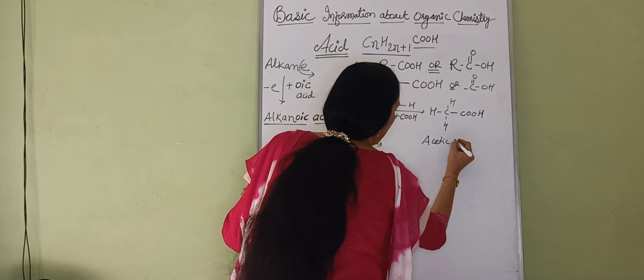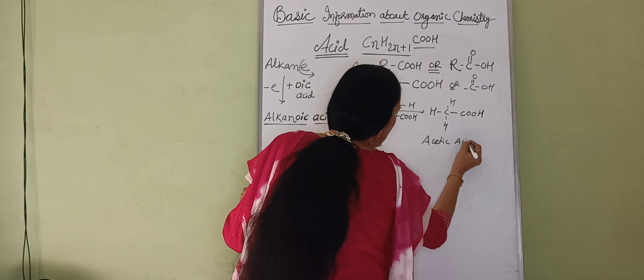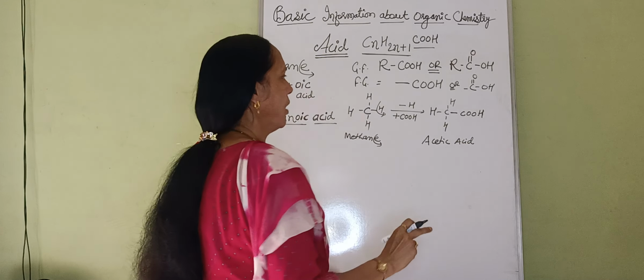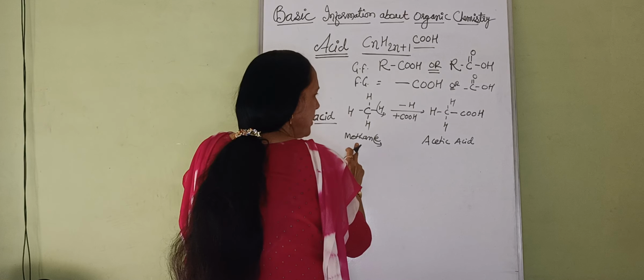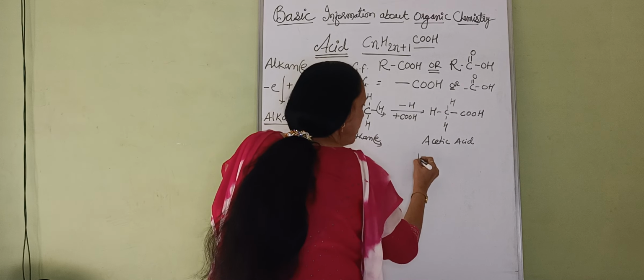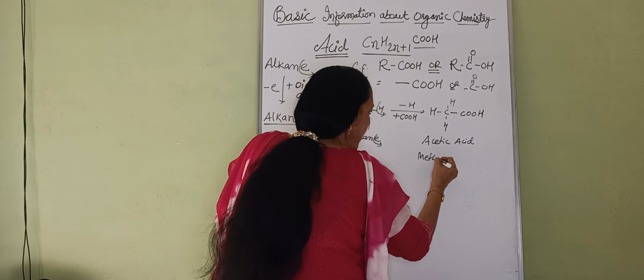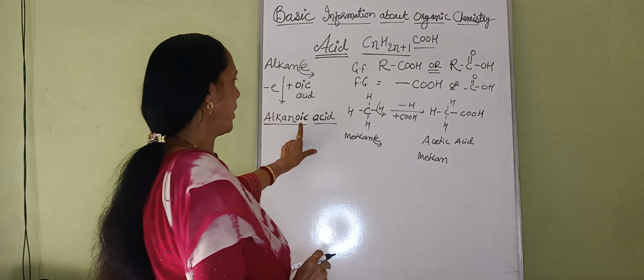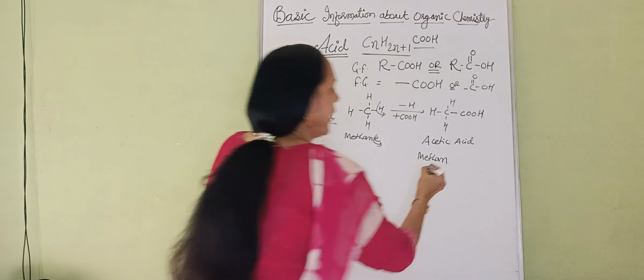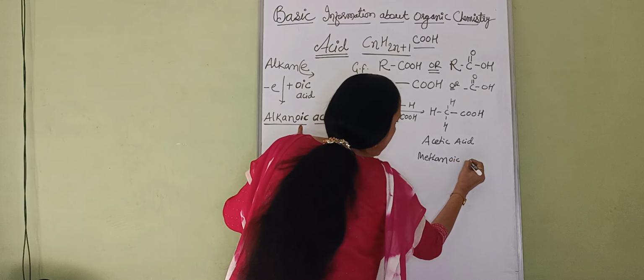CH3COOH is called, its common name is acetic acid. Now what is the IUPAC name? This is methane. So I am going to write methane, and instead of the E, what do I need to write? OIC and acid. So OIC acid.